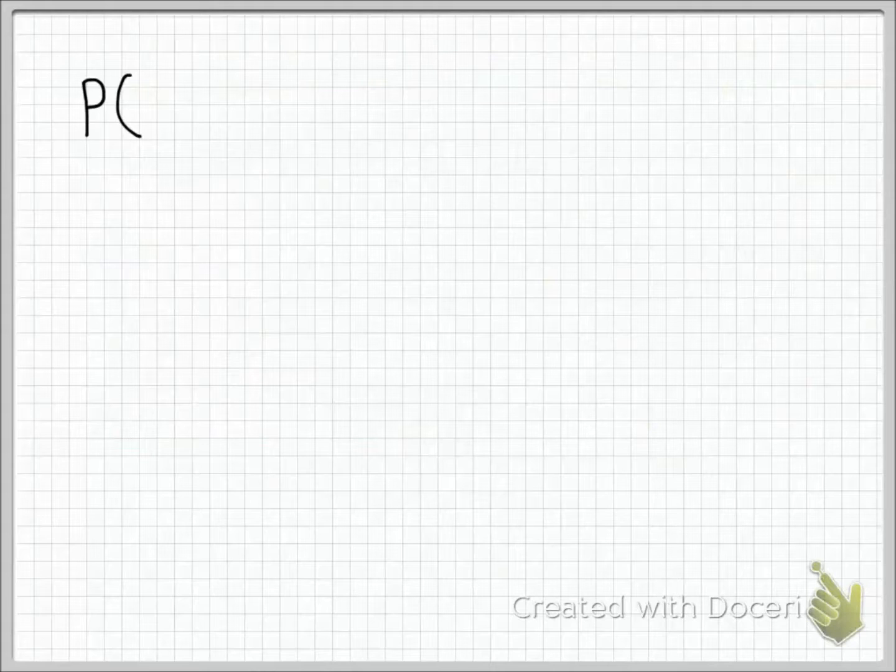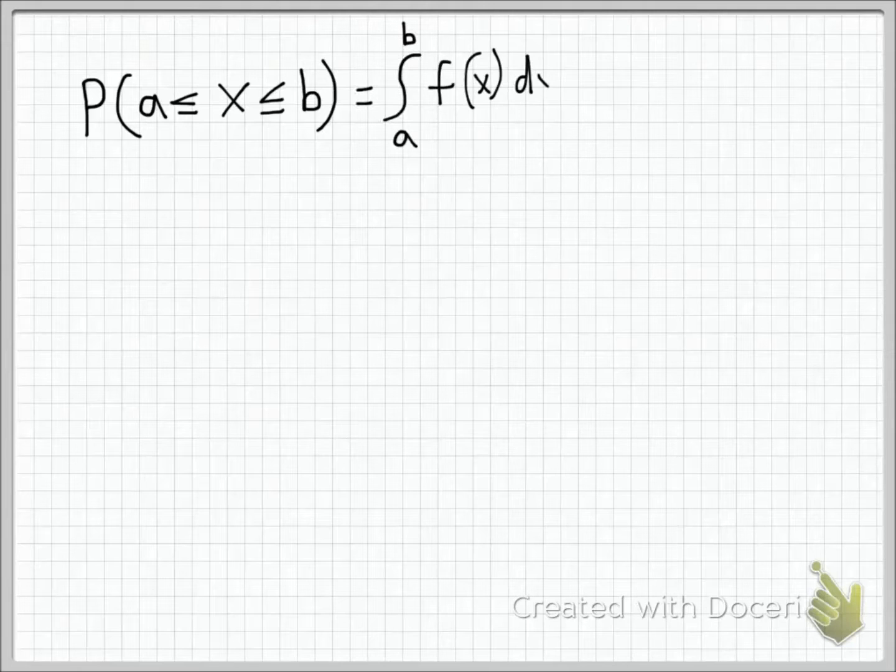Let's formally define the probability density function f of x. The probability of getting a value in between a and b, both of which are defined in f of x's domain, is equal to the integral of f of x from a to b.